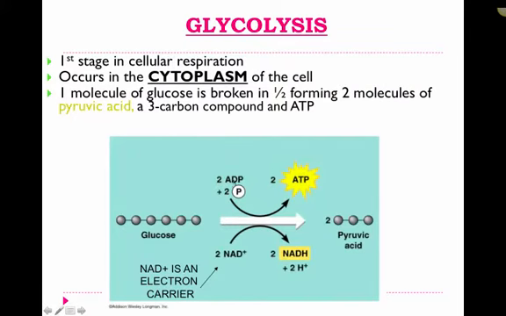It's put in with 2 ADP and 2 phosphates. As a result, I get 2 ATP and my pyruvic acid, in other words, a 3-carbon compound. This whole process makes 2 ATP. And as we go through these notes, I would like you to keep track of how many ATP is formed through each stage.